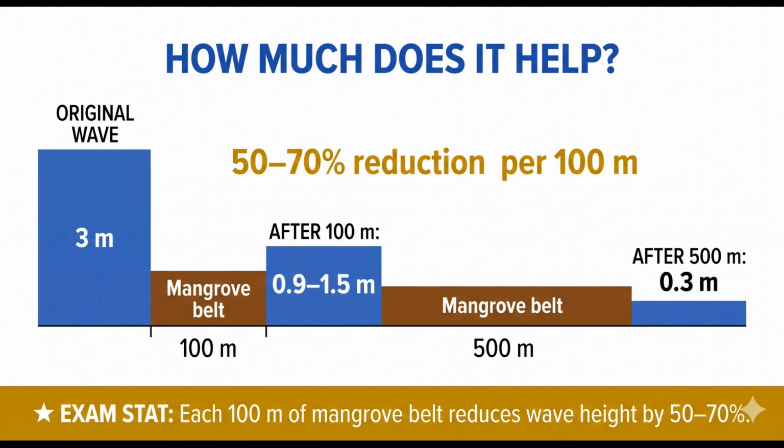The exam statistic you need is this. Each 100 meters of mangrove belt reduces wave height by 50 to 70%. Write that down. That is the statistic that turns a vague answer into a strong answer. Not just mangroves reduce waves, each 100 meters of mangrove belt reduces wave height by 50 to 70%.